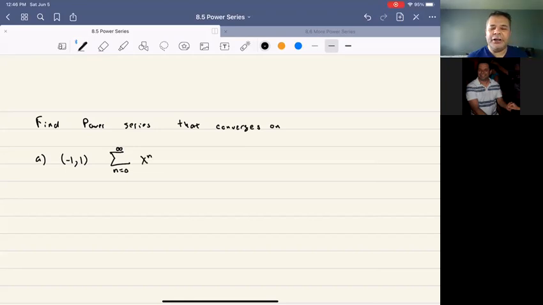If you look at 1, that's definitely going to diverge. And at -1, it's alternating between +1 and -1. That's still considered divergent. So this is our geometric series.